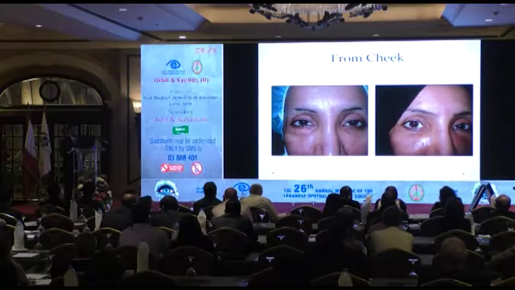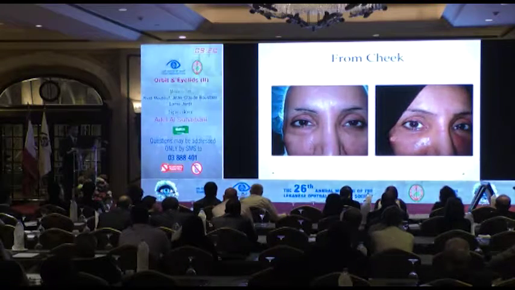This is another patient who had injection of the filler in the cheek, and you can see the migration to the lower eyelid, and this is after surgery. However, even after surgery, you cannot take the whole material. You can see the material is still present here.